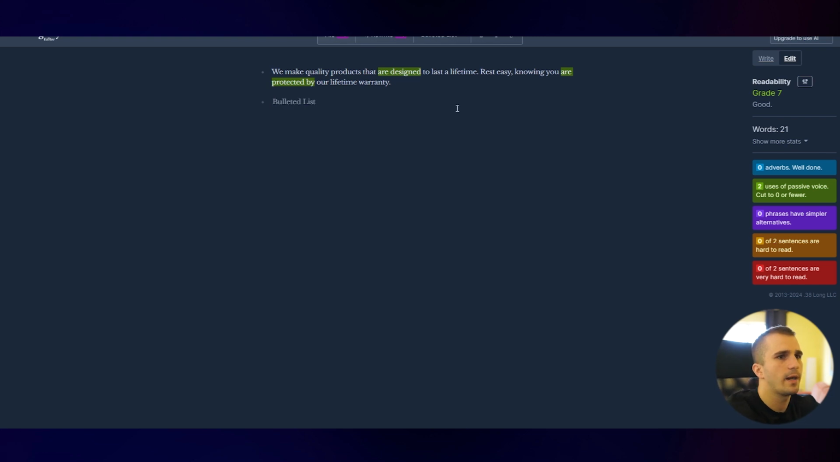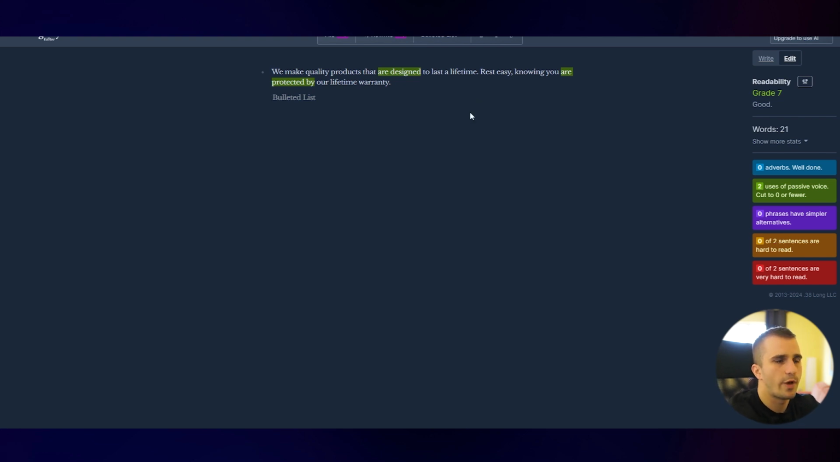The Hemingway app lets you know how hard your text is to read. If it's 7th grade or even 8th grade, it's okay, but you want to aim for 5th grade or something like that. The easier your text is, the more people will read it. So it's super important to have very easy to read text.